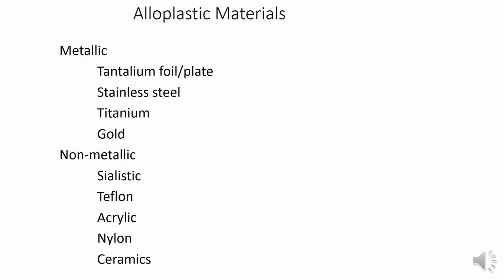The alloplastic materials that are available are titanium foil, the metallic ones, stainless steel, titanium and gold. The non-metallic ones like silastic sheets, Teflon sheets, acrylic, nylon and ceramics are being used as an interpositional material to avoid re-ankylosis.